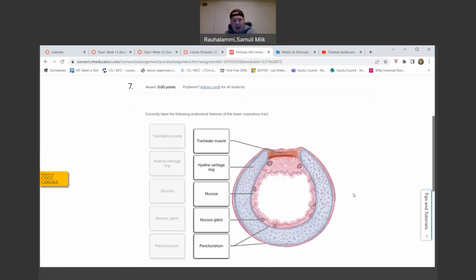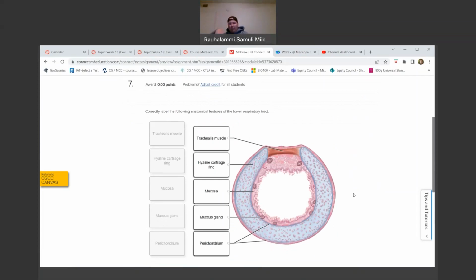Here we have a view from the top looking down of the trachea, so the most anterior portion and most posterior portion. You see this C-shaped cartilage ring. The hyaline cartilage is the cartilage type that this C-shaped ring is made of. The function of that was to ensure that the airway is kept open at all times.